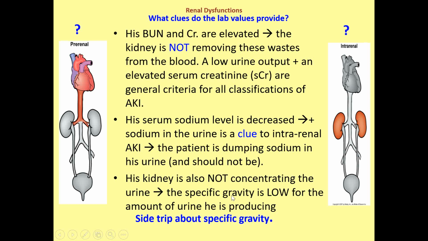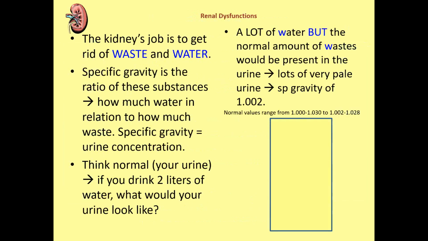So let's take a side trip about specific gravity. Now, most students will tell me that this is confusing, so I want to stress that there's usually only one question about specific gravity, if at all. So stress not, but you're also going to be taking care of patients, so I do want you to understand. So let's look again at the kidney's jobs: waste and water. And therefore, when we look at the urine, the specific gravity is the ratio of how much water to how much waste is in the urine.